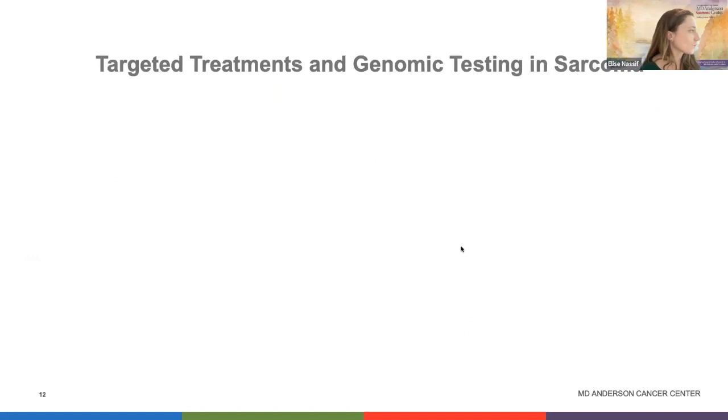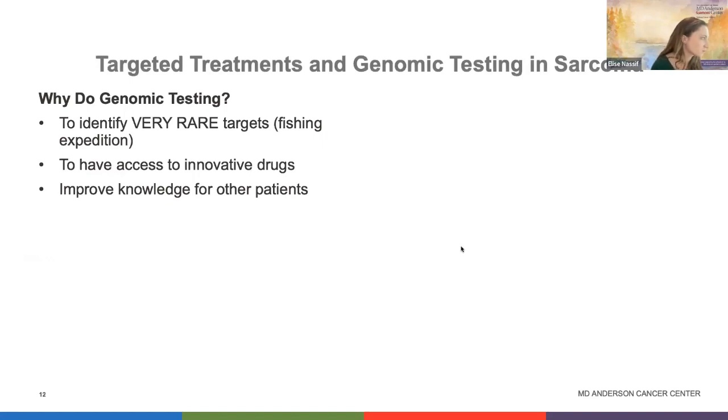So now I wanted to walk you through the different questions to ask yourself when you're talking about targeted treatments and genomic testing. Why would you want to do genomic testing? Well, to identify those very rare targets that are worth targeting with specific drugs. But it is somewhat of a fishing expedition, and only a minority of patients will actually have a drug to target their tumor today. The second reason, though, is to have access to novel drugs.